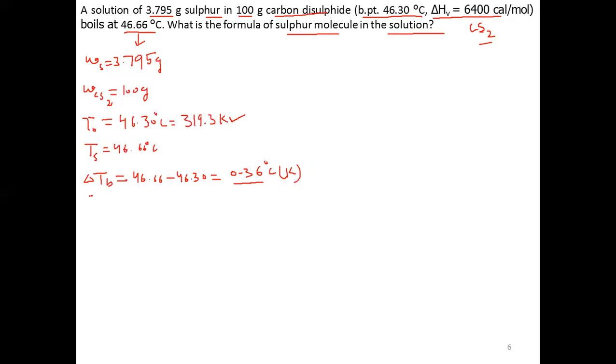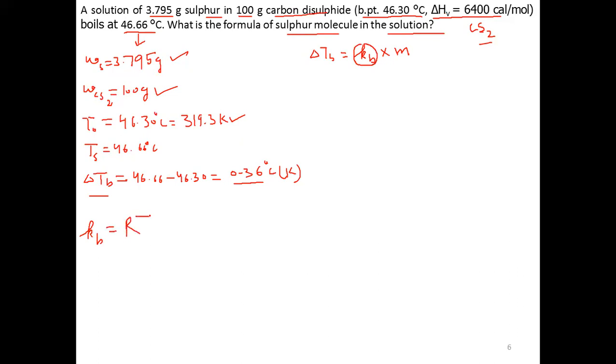Now delta Tb we have calculated. What else is given? In order to calculate molecular weight of solute, the relation that we have to use is delta Tb is equal to Kb into molality. Molality we can easily calculate from these values of weight of solute and weight of solvent, but we don't know the value of Kb. Now how to calculate Kb? If you remember, when we did the derivation, we have a value of Kb. So please remember this formula.